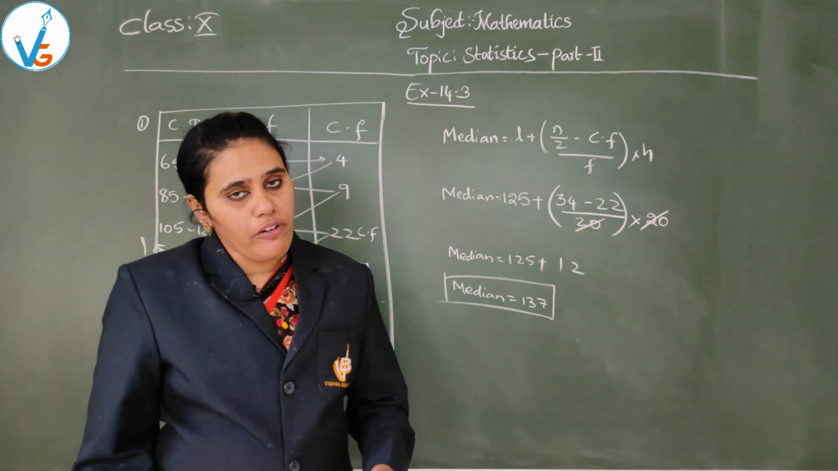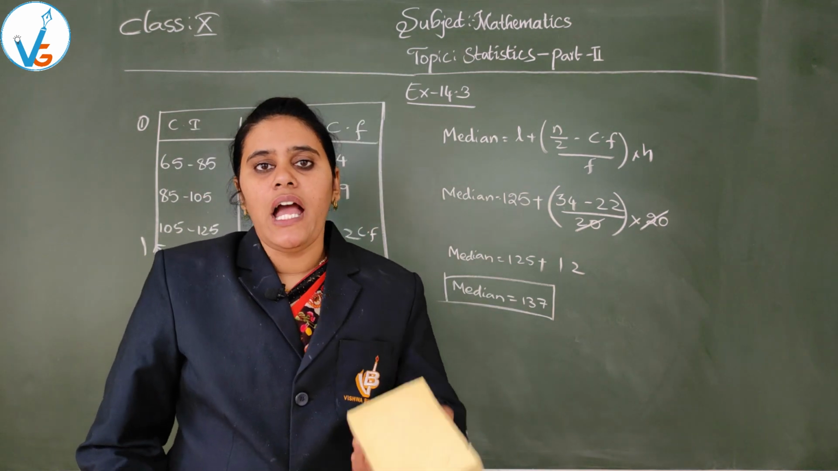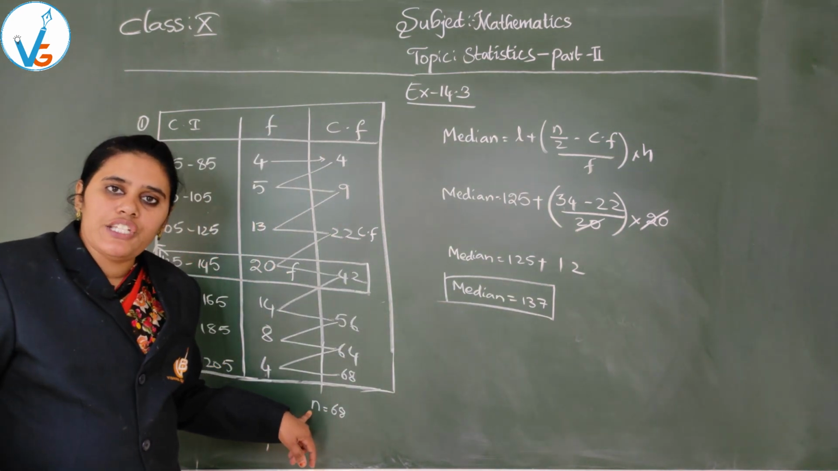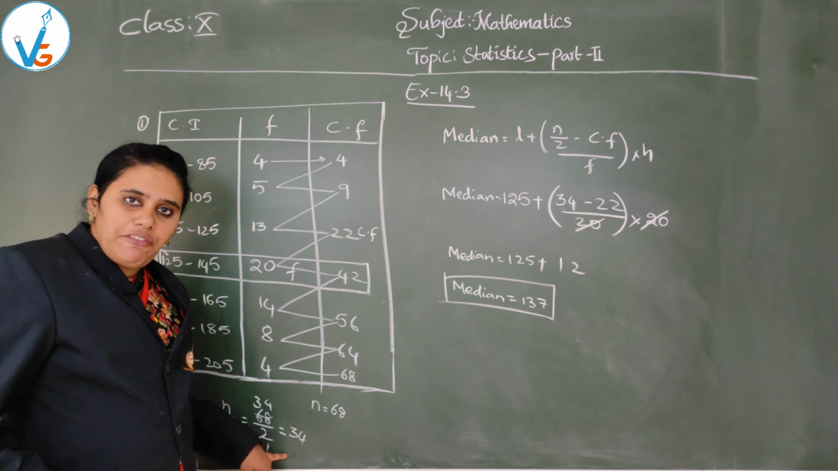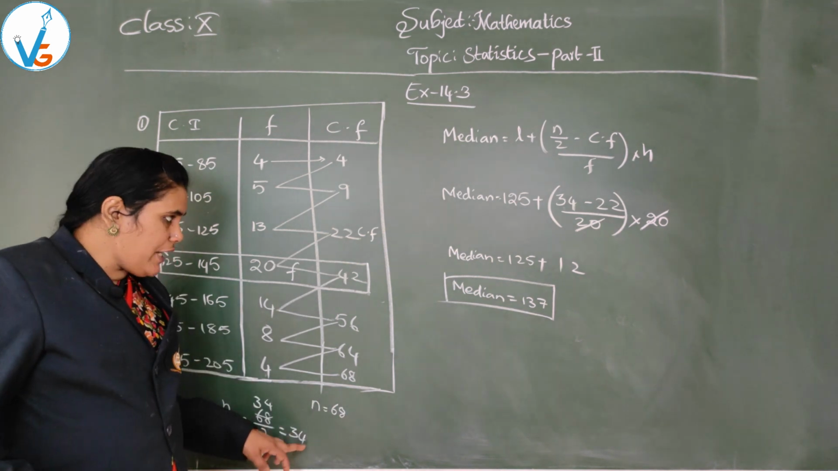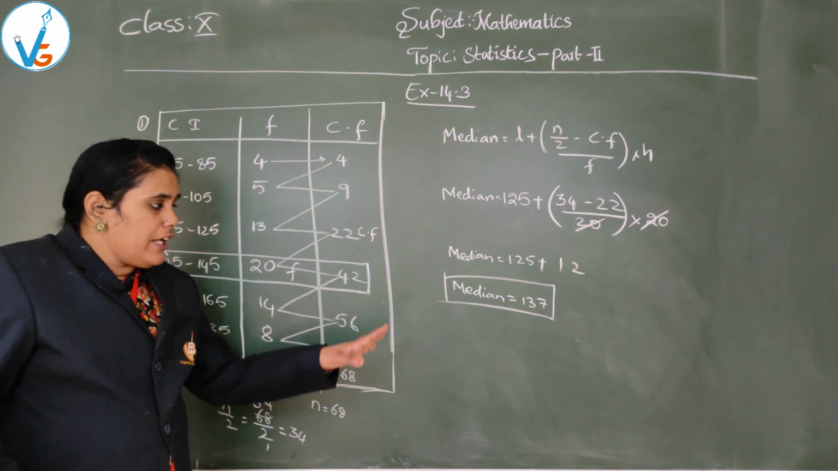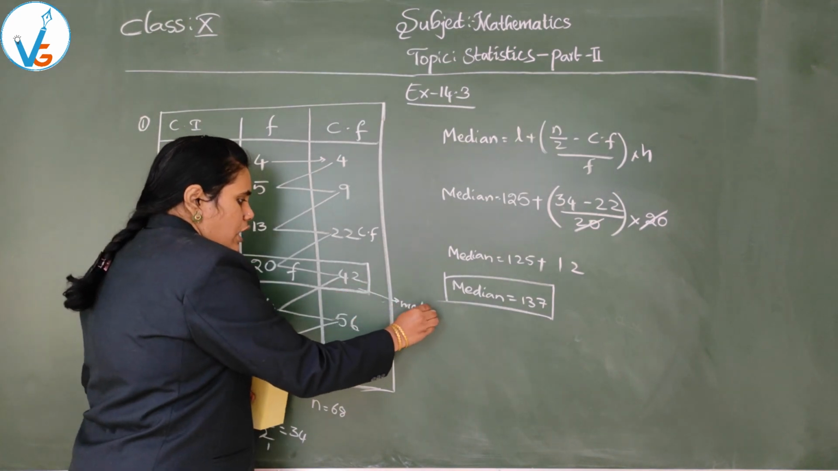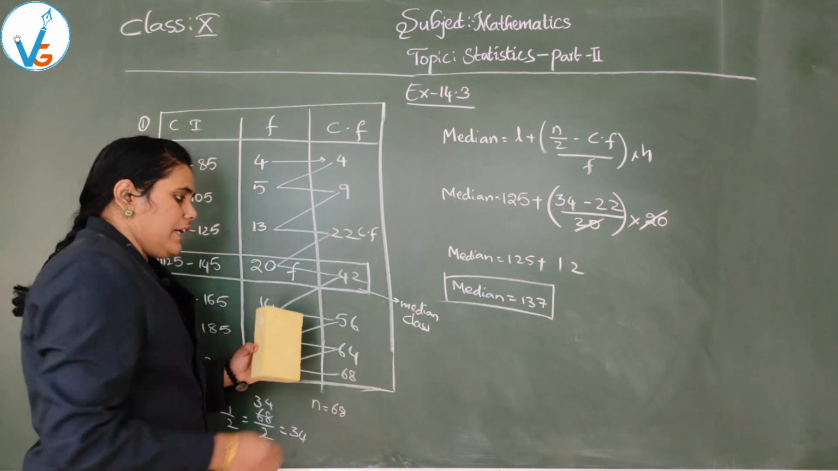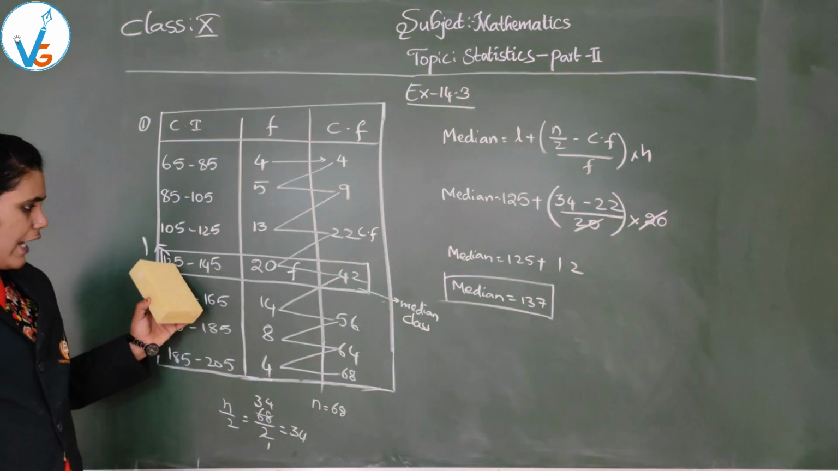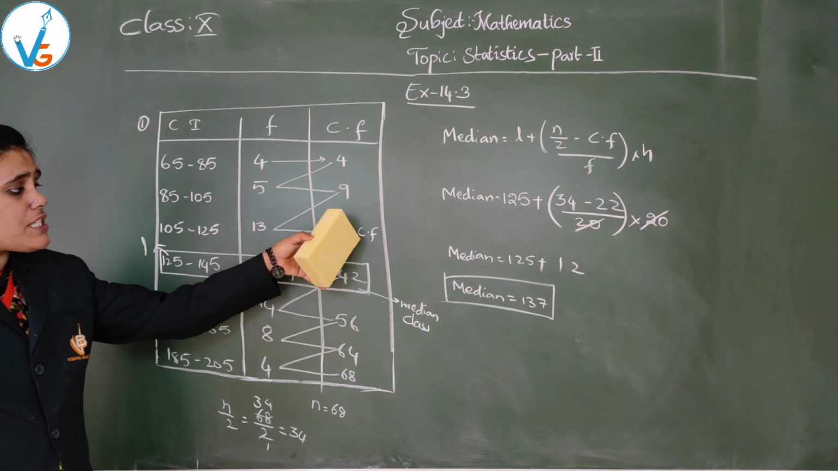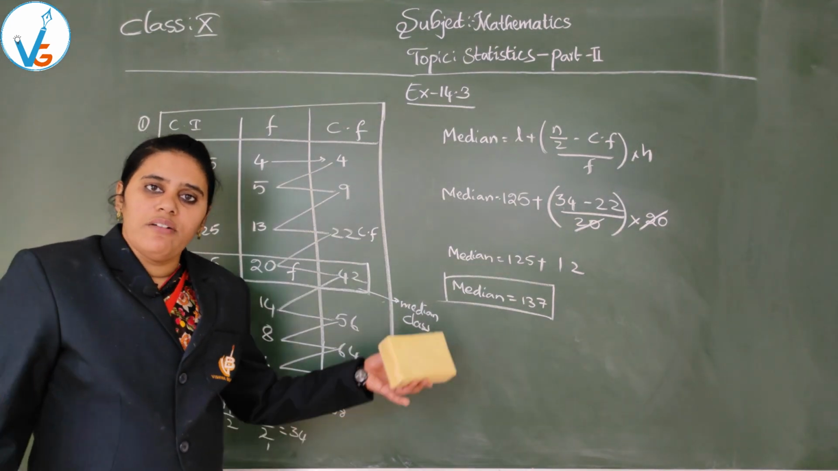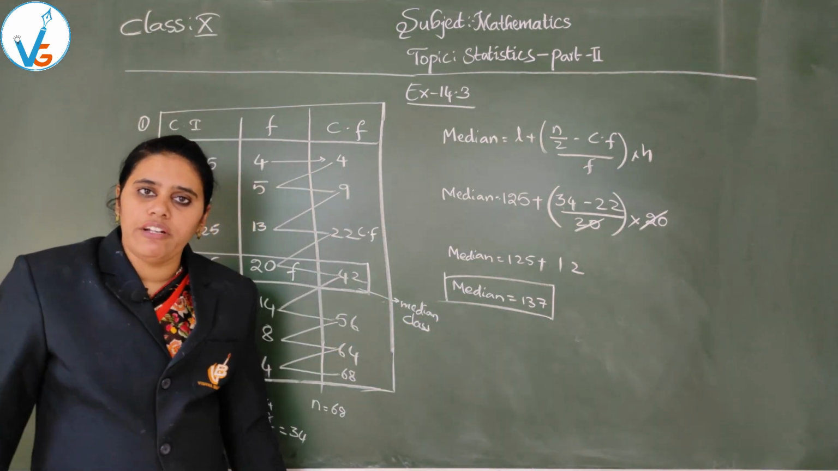How to solve it? First, we have to find our cumulative frequency. After finding it, the last cumulative frequency is taken as N. Then do N by 2, and check that value in your cumulative frequency. That gives you the median class. After getting the median class, write the lower boundary, the frequency and the preceding cumulative frequency, and substitute in the formula. You will get your answer as 137. I hope you have understood it very clearly.